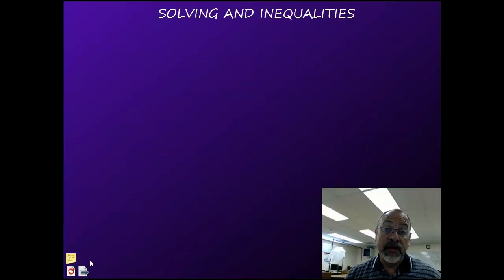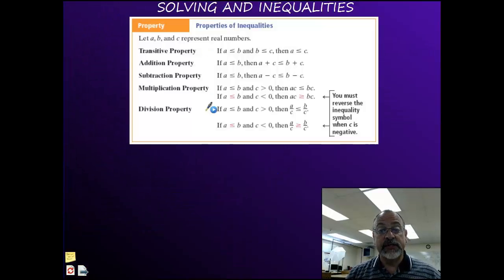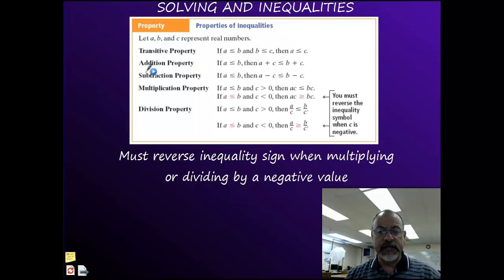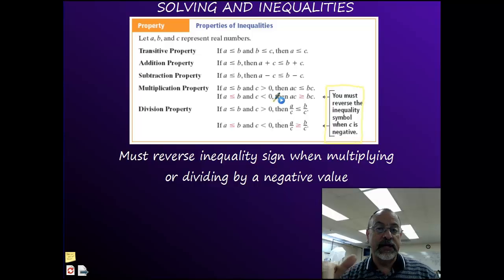And this is really the only difference. The exception is that you have to reverse the inequality sign when you multiply or divide by a negative number. So you look down here in this box, it's in your book, the properties of inequalities. You'll notice that all of those are the same. If you're dividing by a negative number, so in that very last step, and those steps we've been talking about all year long, the last step is always division. If you end up dividing by a negative number, you need to reverse that inequality sign.